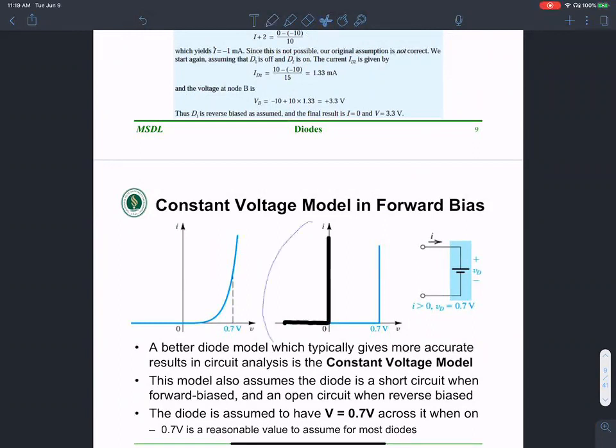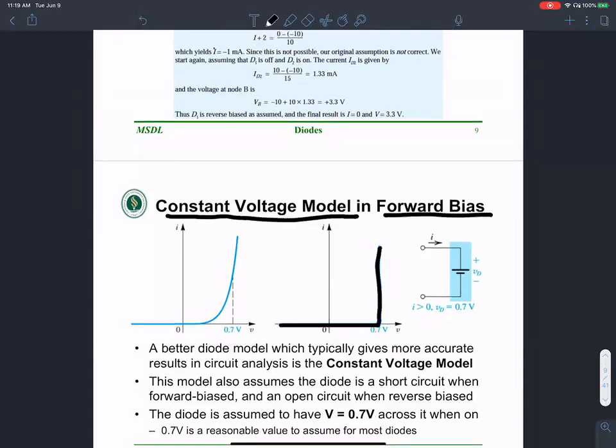Now we augment the diode model a little bit to incorporate the built-in potential. The assumption in a constant voltage model in a forward bias condition is that the diode is not going to have any current until we hit 0.7 volts. And once we hit 0.7 volts, it's going to behave like a short circuit. The modeling of the ideal diode earlier was that when it is on, the voltage drop is 0, or a short circuit.